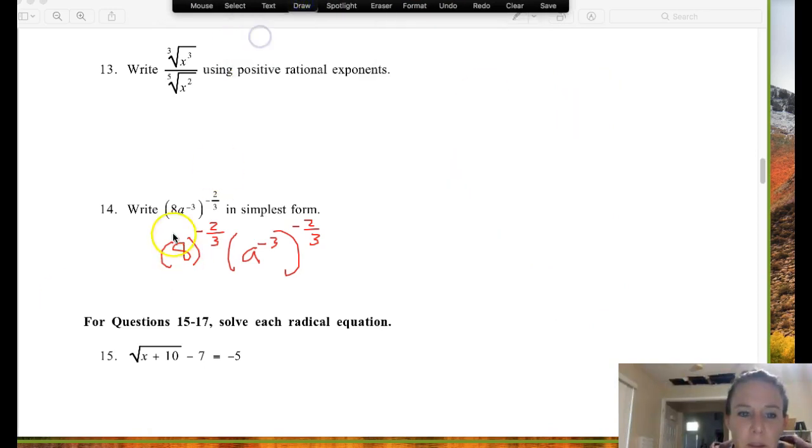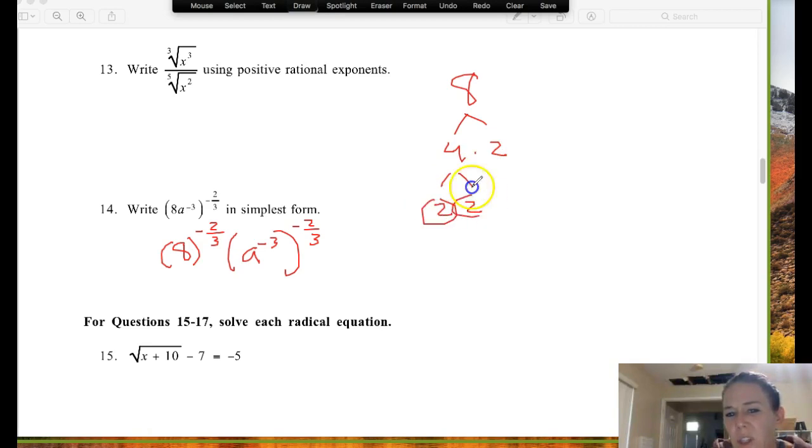Now, before I go any further with this 8, I'm going to break down into its primes and see if I can make this a little simpler. I know 8 is 4 times 2 and then 2 times 2, and you probably already know 8 is 2 cubed. So write 8 as 2 cubed. This is 2 cubed to the negative 2/3 power.